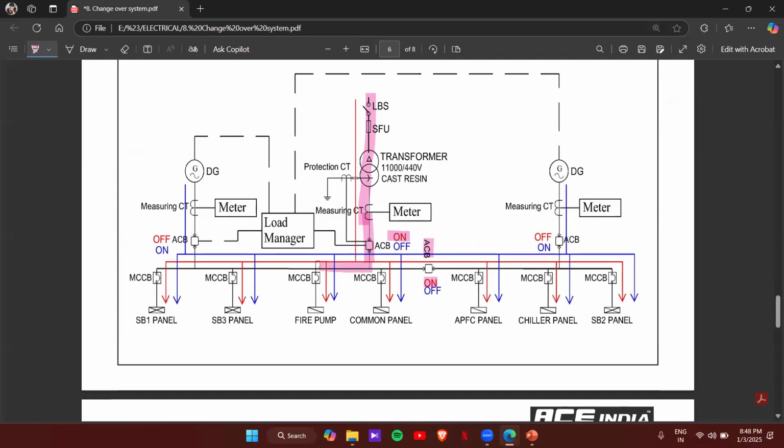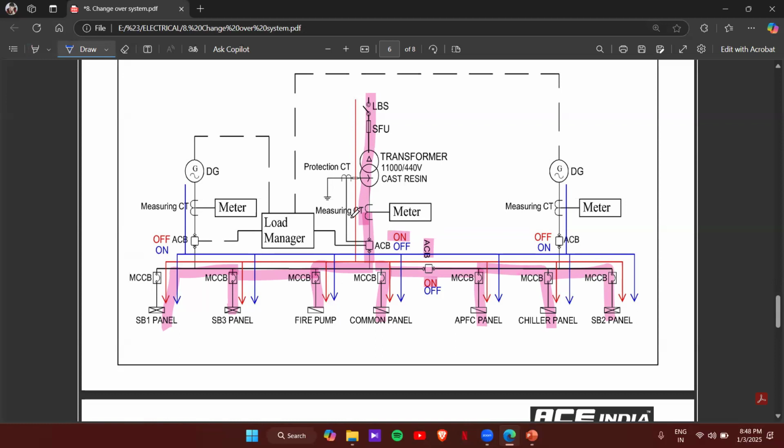From here, the connection will be going to the fire pump panel, SB3 panel, SB1 panel. Again, we have the common panel, APFC, chiller, and SB2 panel. So the transformer will take care of all these panels alone. And when it comes to the backup side, we have the load manager here.